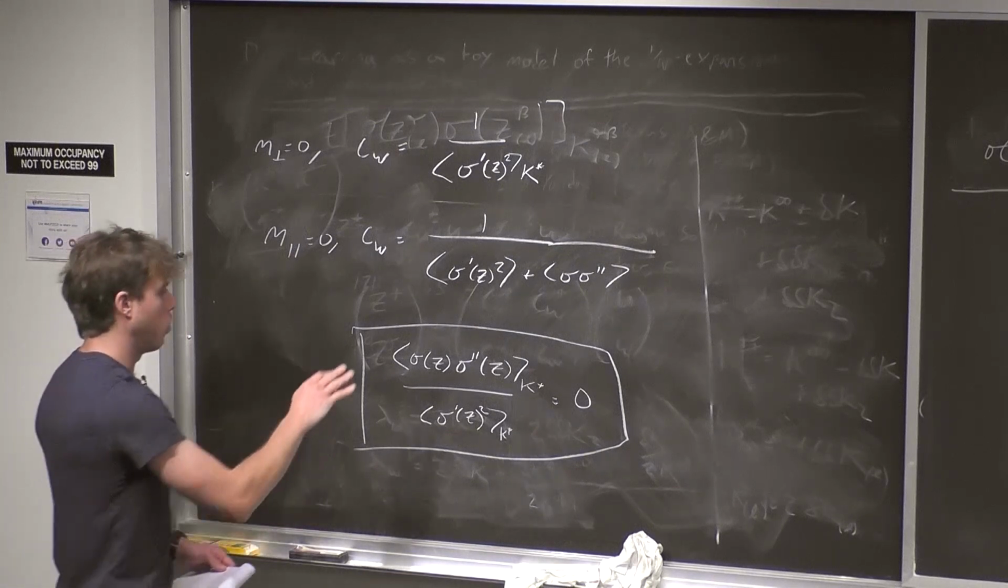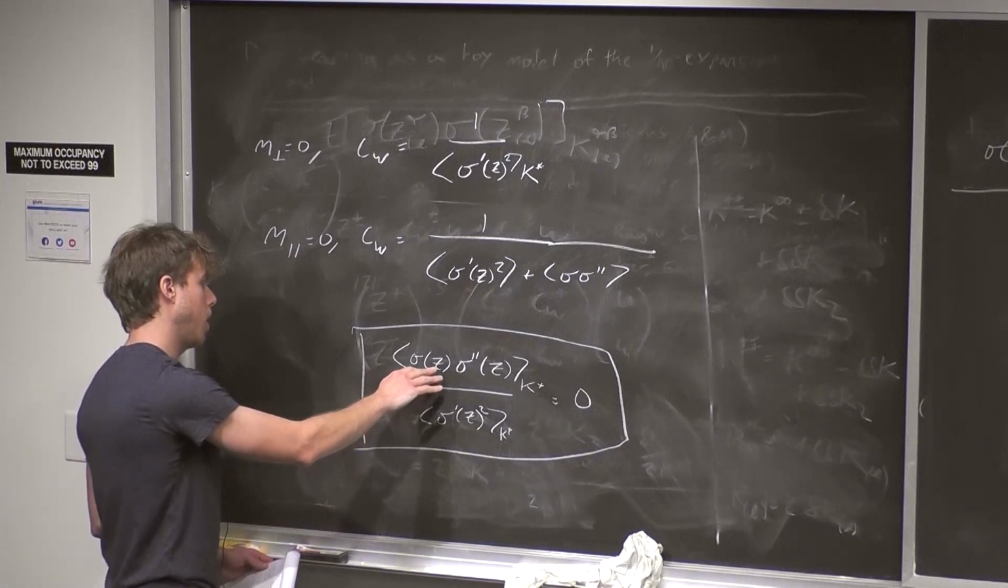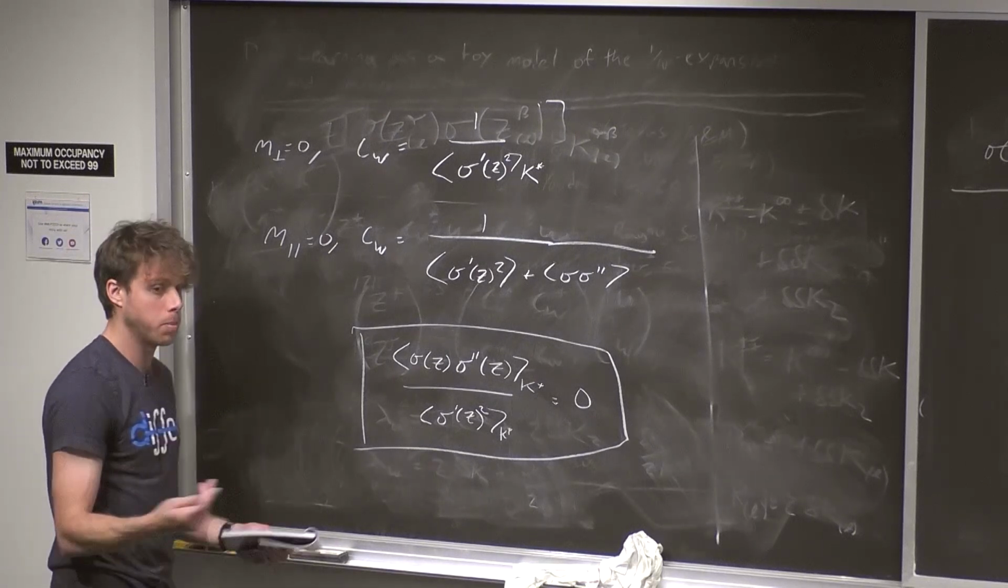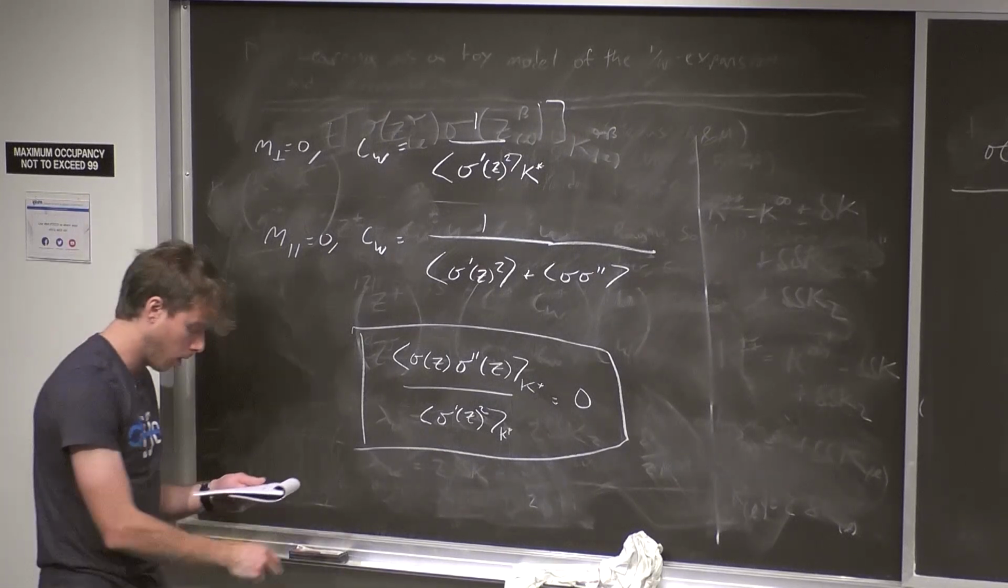And one of the things you can do with this is ask what are general properties of this function sigma that satisfy this. Those might be nice activations to use in your network.